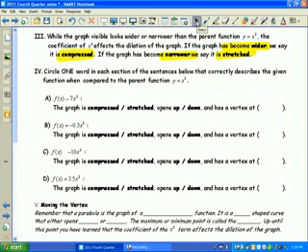So for example, we have f of x, and this is supposed to be equals. I don't know what's going on with my equal signs. So f of x equals 7x squared.